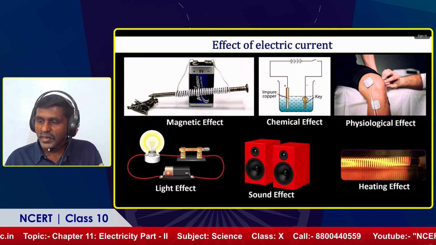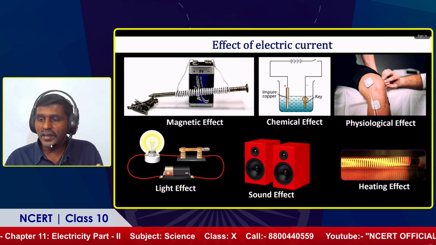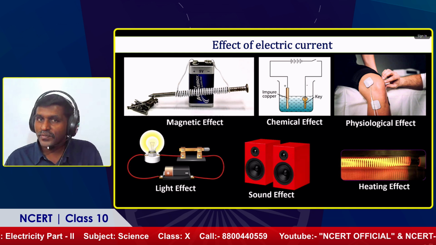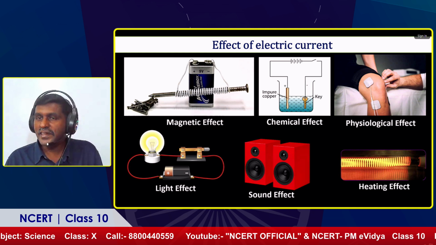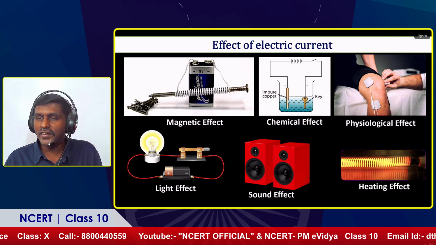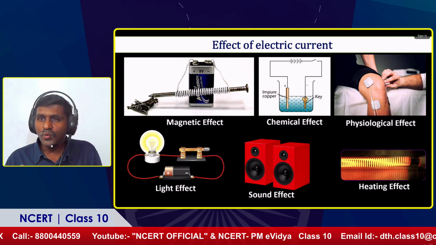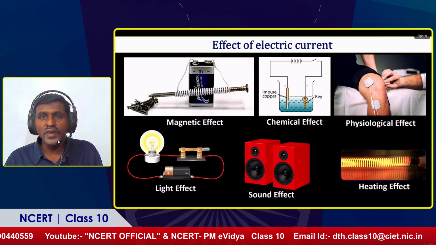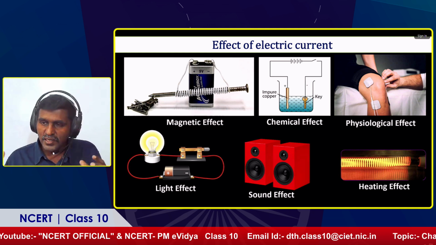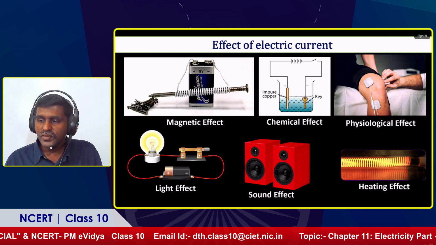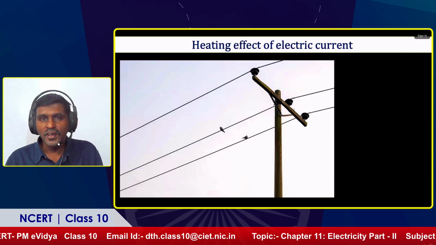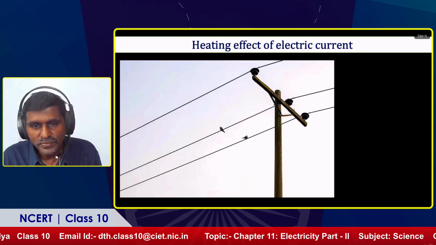In the same way, when current is passed through some coil, it produces heat. That effect is called the heating effect of electric current. In class 10 also, this heating effect is discussed. There are many kinds of effects when current is passed through something, but here we are going to discuss the heating effect of electric current.